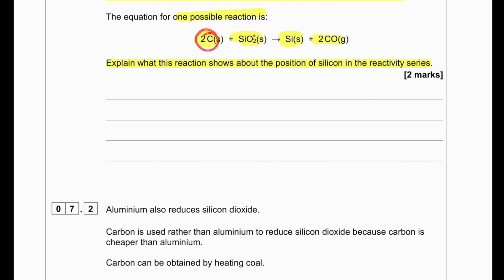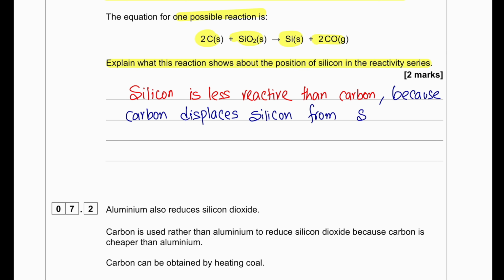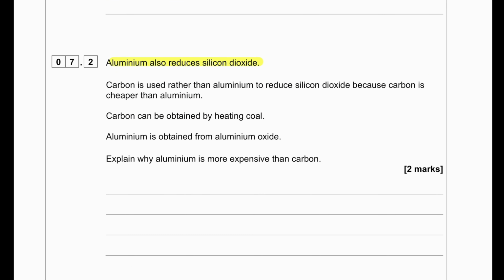Since we can see that carbon can take away the oxygen from silicon, silicon is definitely lower in the reactivity series, below carbon. Aluminium also reduces silicon dioxide. Carbon is used rather than aluminium to reduce silicon dioxide because carbon is cheaper than aluminium. Carbon can be obtained by heating coal. Aluminium is obtained from aluminium oxide.